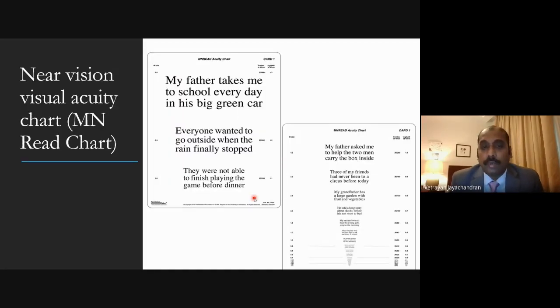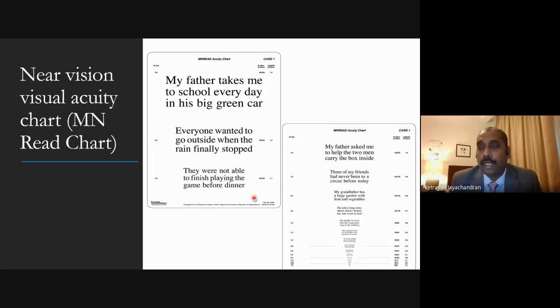The two low vision acuity charts we saw before are based on distance, but this MNREAD chart measures near visual acuity, and it is also measuring the reading ability of the person. One difference between the other charts and this MNREAD chart is that it does not only ask the person to read a letter, it asks the person to read a sentence or a paragraph. Because in our day-to-day activities, just reading a letter is no longer functional. Reading a statement or a paragraph is more functional.